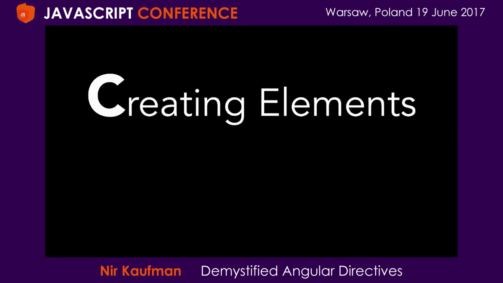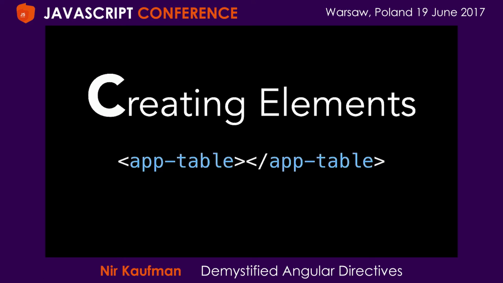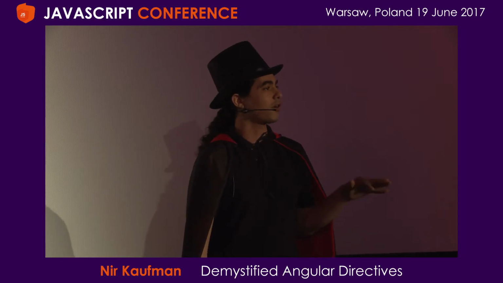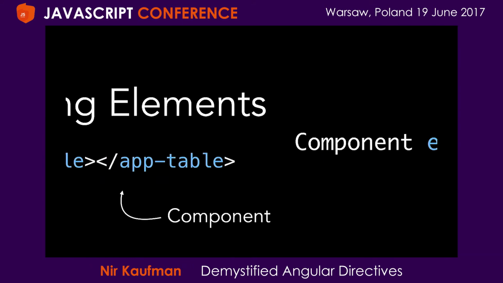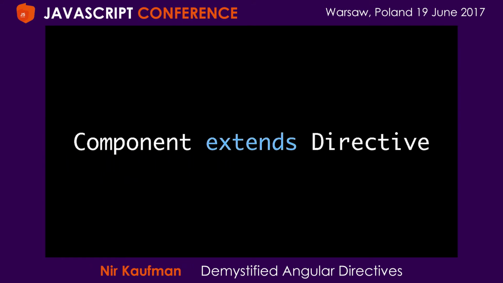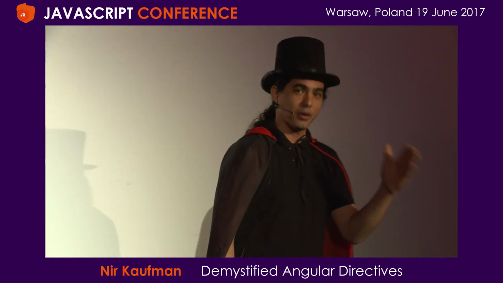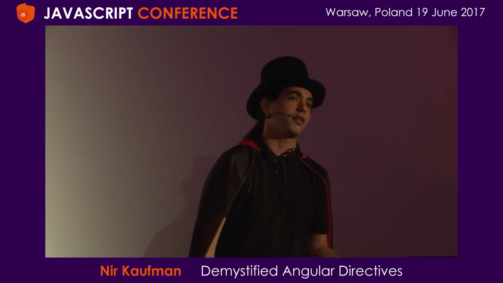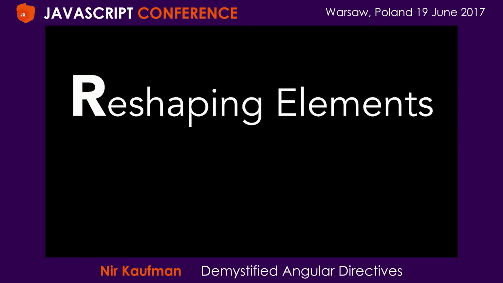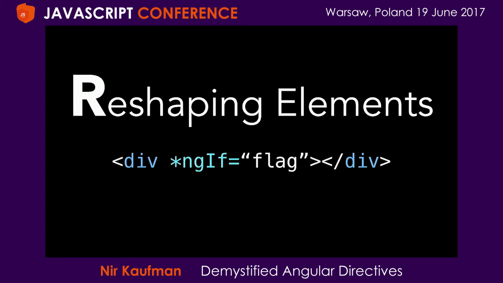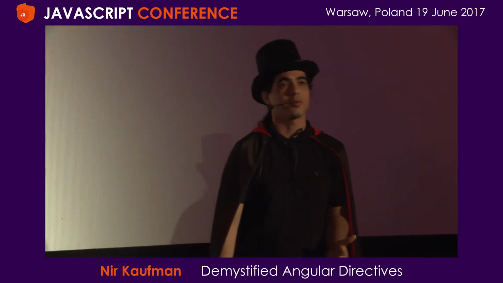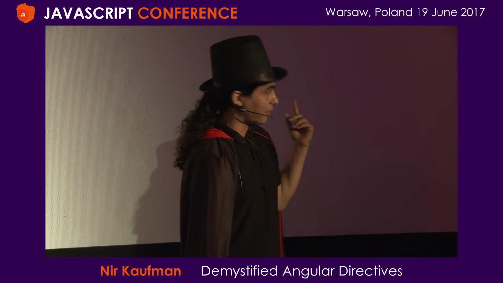When we're talking about creating elements, a directive would look like this. We all know this directive as a component. And how many of you know that in Angular actually a component extends directive? Not all of you. So a component is a directive in Angular. It's a directive, and the role of this directive is to create an element. The other role of a directive is to reshape elements. We call it DOM manipulation. In the Angular world, we call it element manipulation because we not always have a DOM.